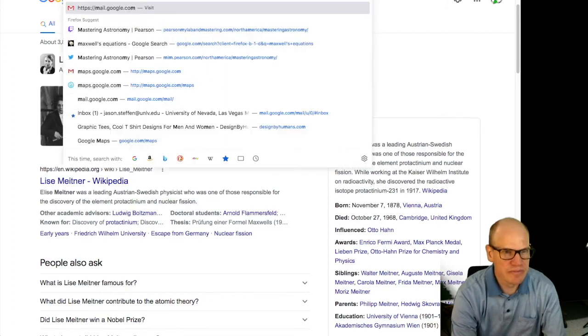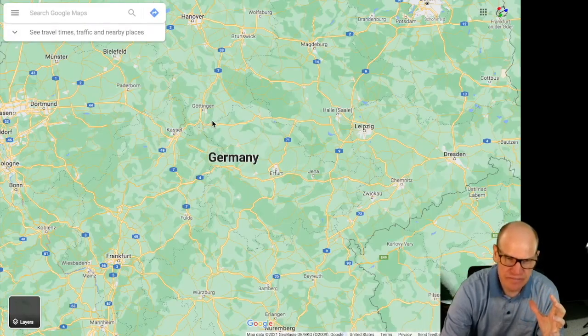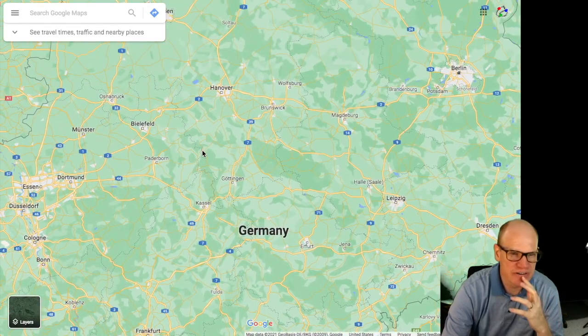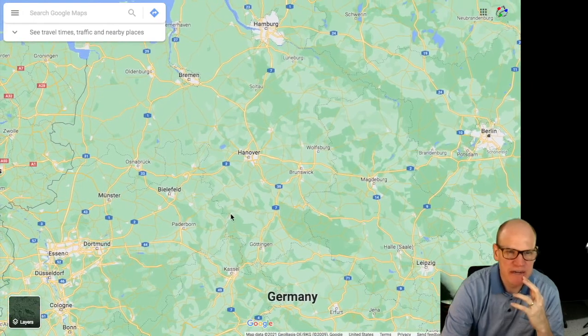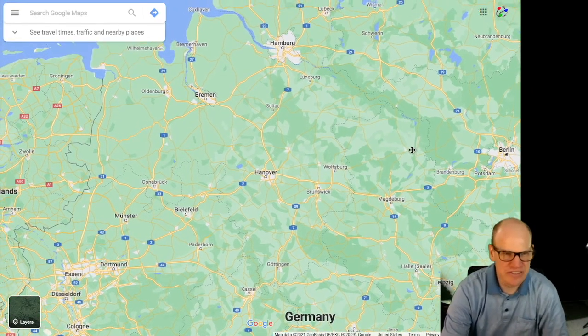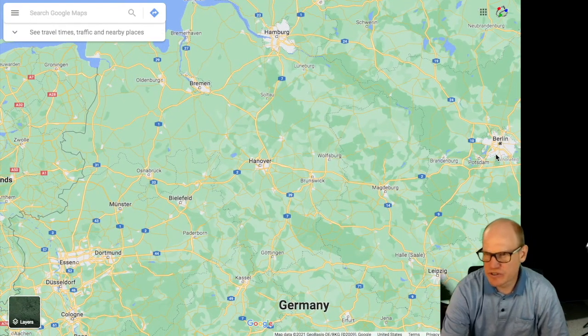So let's look at the map. I could be wrong about this. I believe she was in Berlin. That's not what I meant to say. I didn't mean to type Göttingen, but I did anyways. I believe she was in Berlin. I could be wrong about this. It's a history thing that you look up and then you forget. So she was here working with Otto Hahn. Let's pretend she was in Berlin. She was in here working with Otto Hahn.